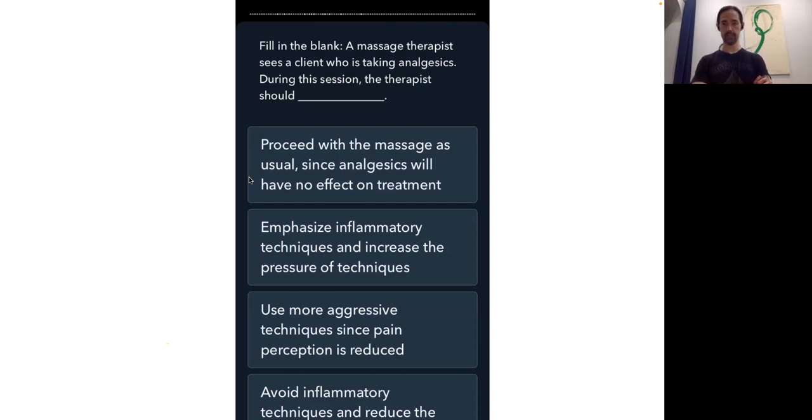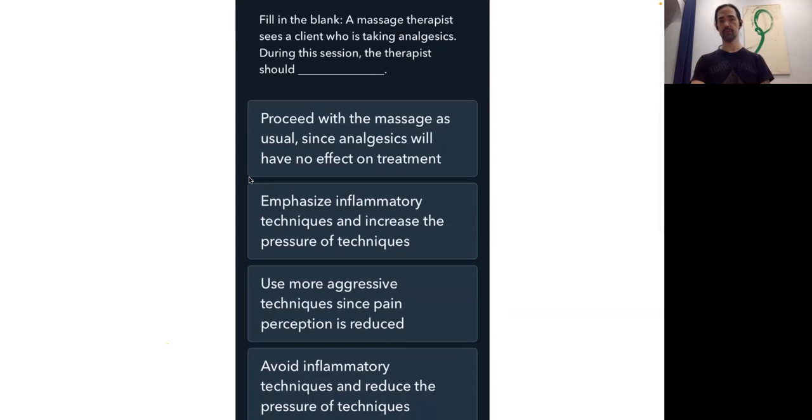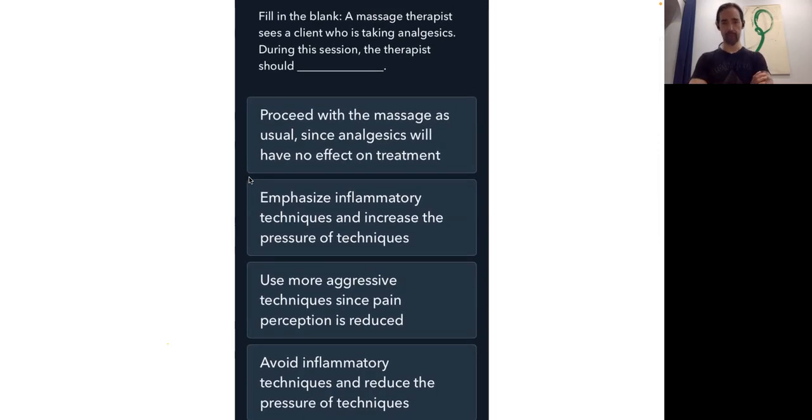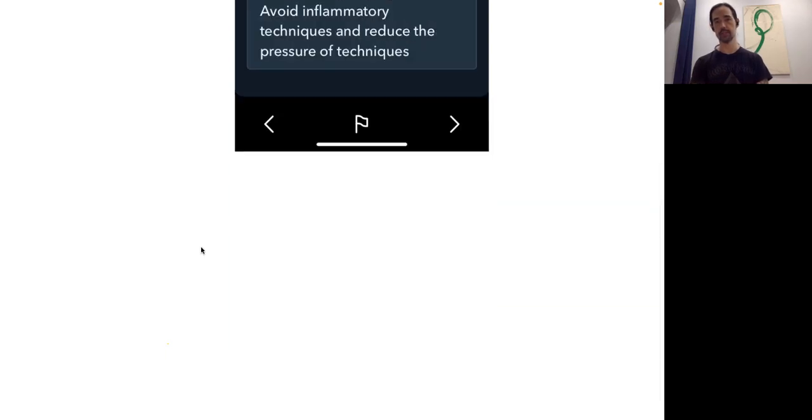emphasize inflammatory techniques, and increase the pressure of techniques. Use more aggressive techniques since pain perception is reduced. Avoid inflammatory techniques and reduce the pressure of techniques. So the answer should be reduce the pressure for sure. And the one that goes with that is avoid inflammatory techniques.